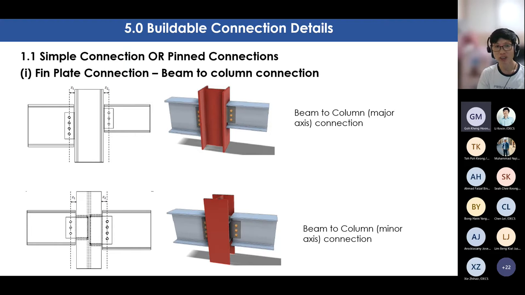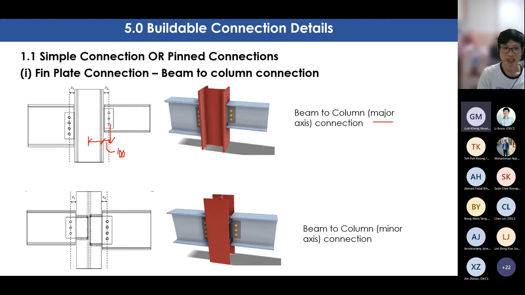Then next is a fin plate connection, but it is a beam to column connection. This is the major axis connection you can see here, and this is minor axis. For minor axis, the plate will be extended outward beyond the flange so that it can be connected. Just now I mentioned simple connection has a nominal bending moment. I think they mentioned 100. This value is nominally assumed as 100. This is safely assumed as 100, provided they go all the way into the plate.